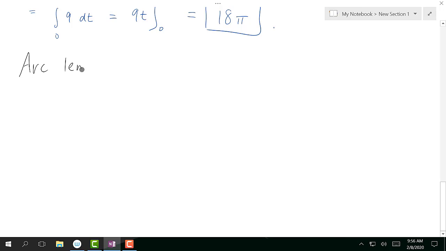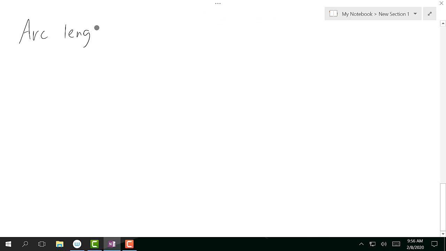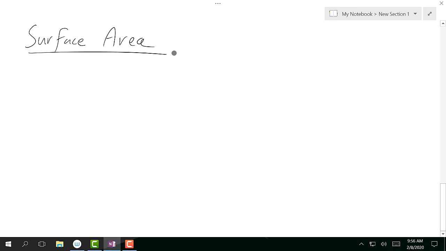Let's look at surface area. And again, this is still going to be for parametric equations. From before, we know that ds, our differential arc length element, is going to be, we can just write it as the square root of x prime squared plus y prime squared dt.